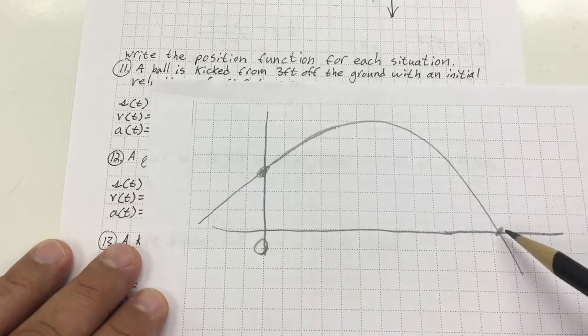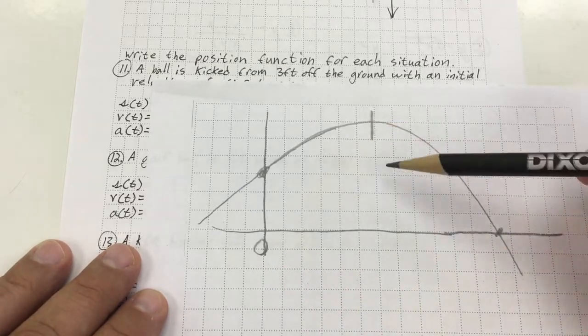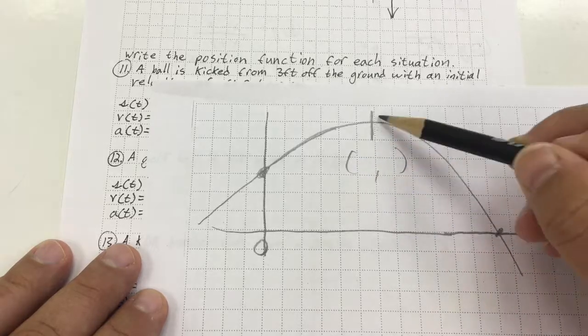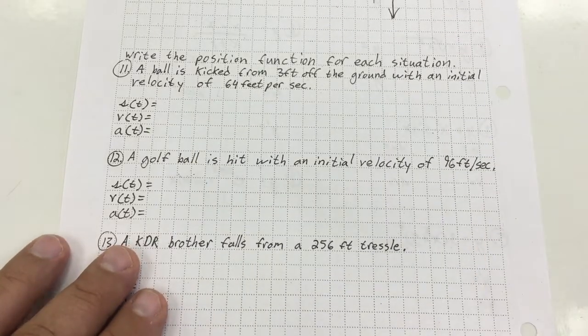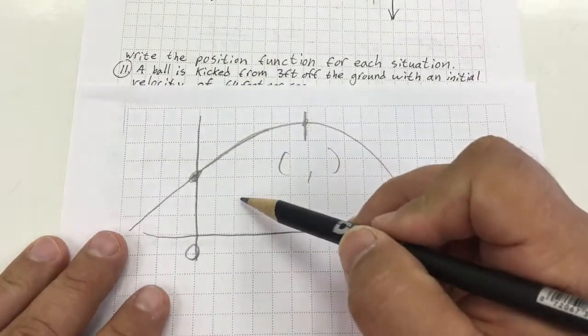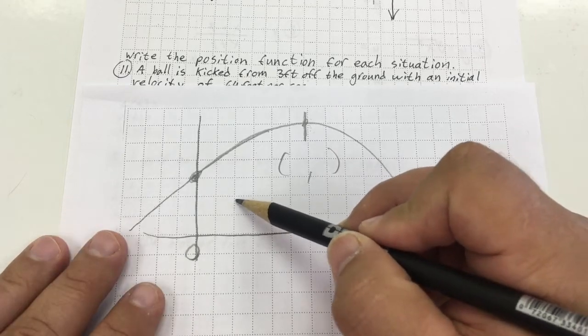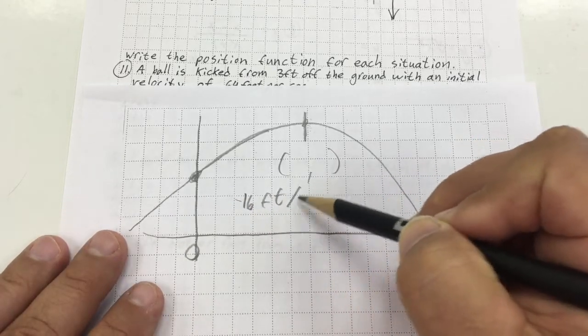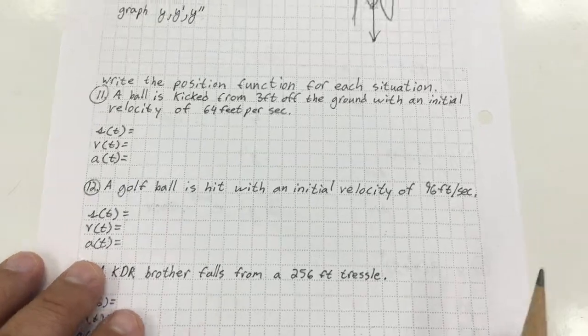This is t equals 0. This is how long it takes for it to hit the ground. And somewhere along here, it's going to reach a maximum, and that's going to be the vertex of the parabola. Now, every object on planet Earth, in English terms, falls at a rate of negative 16 feet per second squared. So we're going to use that.